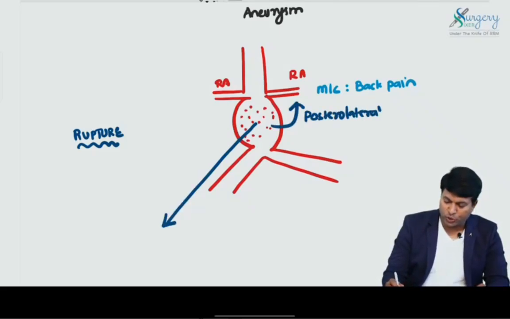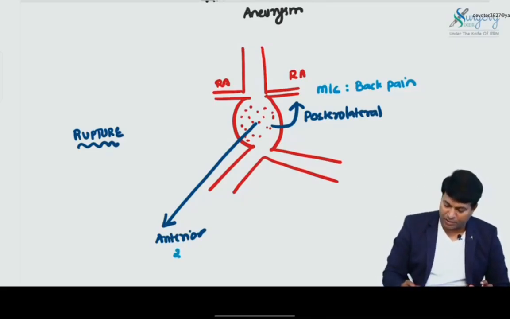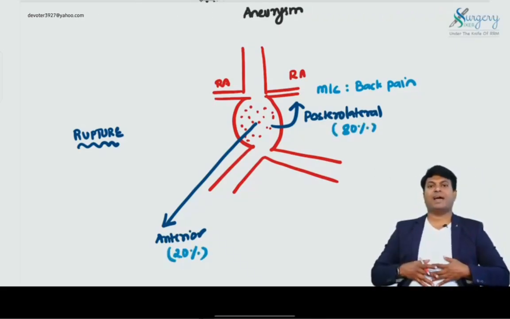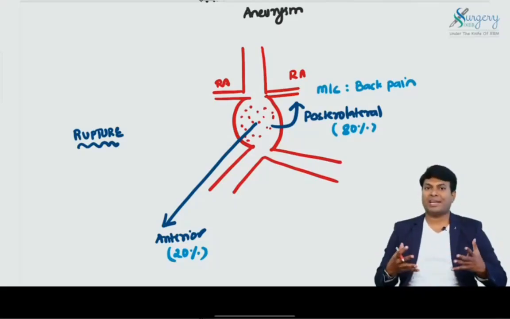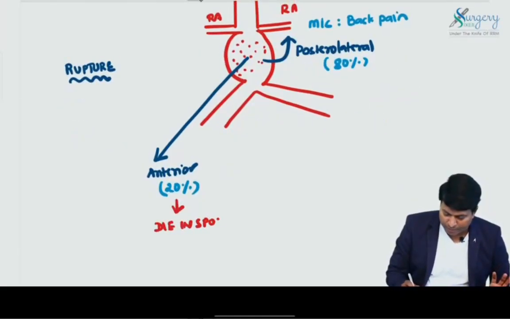The major issue with aneurysm is it can rupture either anteriorly or posterolaterally. Anterior rupture is 20% and posterolateral rupture is 80%. You can easily say from the picture itself, if the aneurysm ruptures anteriorly, it has enormous space in the peritoneal cavity and the patient will die on the spot. He will not come to hospital. Anterior ruptures will die on the spot.